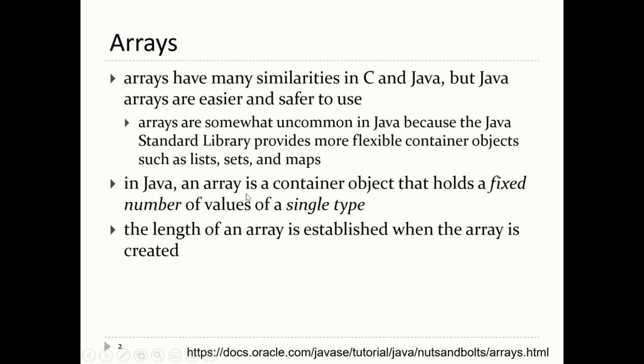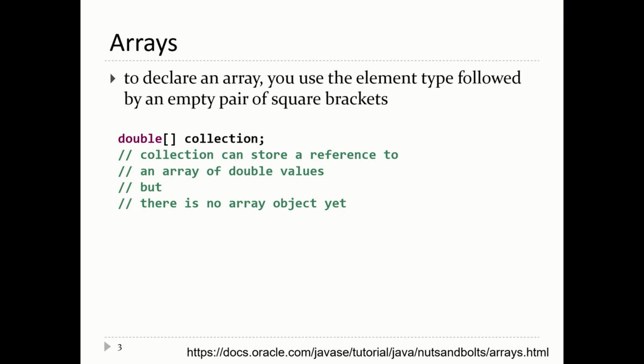OK, so in Java, an array is a container. It's just a container that holds a fixed number of values of a single type. Same as in C. Like in C, when you create the array object, you end up setting the length of the array.